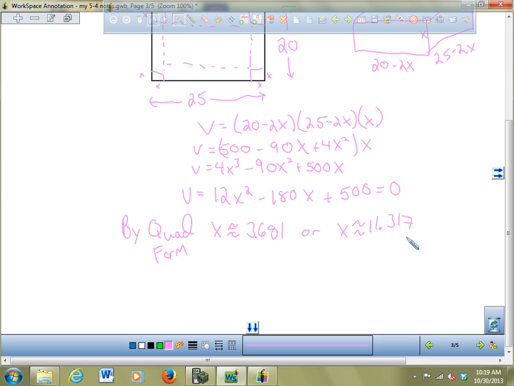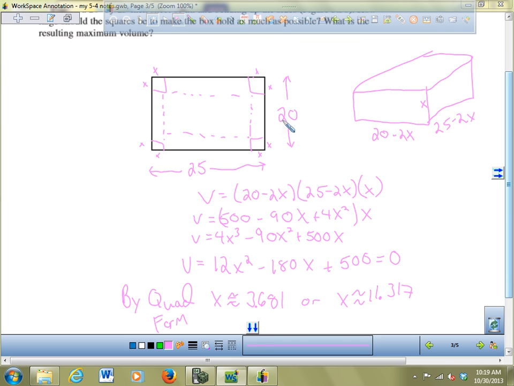Now, something's wrong with that. Who can tell me why I can throw away one of these answers? It's not in the domain. Looking at my box, this side is 20 minus 2x. What does it have to be bigger than? It can't be negative, and it can't be 0 or you wouldn't have a box. So 20 minus 2x has to be bigger than 0. Solving this little inequality, minus 2x has got to be greater than negative 20. Dividing both sides by negative 2 gives you x has got to be less than 10. So this one you throw away because it's not in the domain.